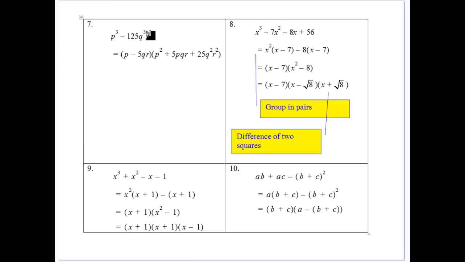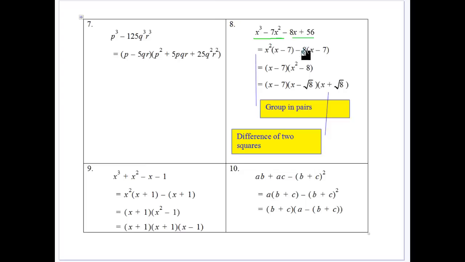P cubed, 125, Q cubed, R cubed. Again, no common factors, but it's a difference of two cubes. Apply that rule. Question 8. So this one here, no common factors. Okay, unfortunately, can't make it any simpler. We need to group them in pairs. So I picked the first two and factorise the x squared out, gives us x minus 7. Pick the next two, minus 8 comes out.